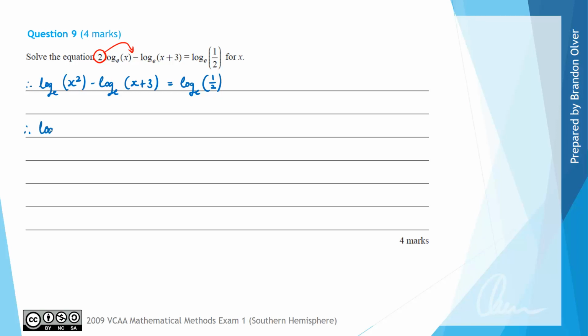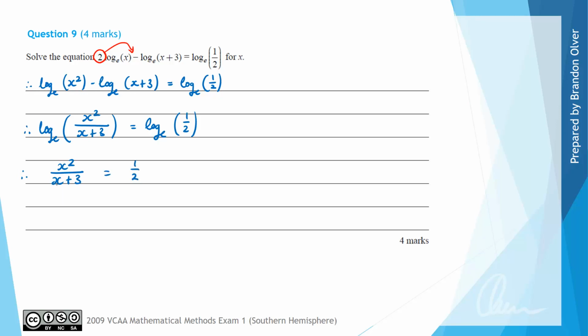So therefore we're going to have log e of x squared divided by x plus 3 is equal to log e of 1 divided by 2. Next, if we've got the same base of the logs on both sides, then we can equate the parts inside. So we're just going to equate x squared on x plus 3 is equal to 1/2.